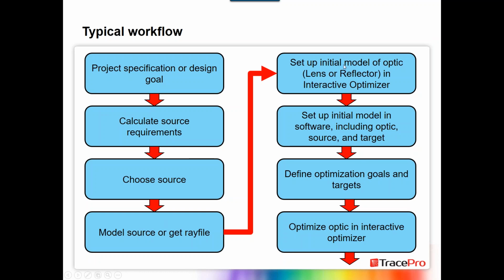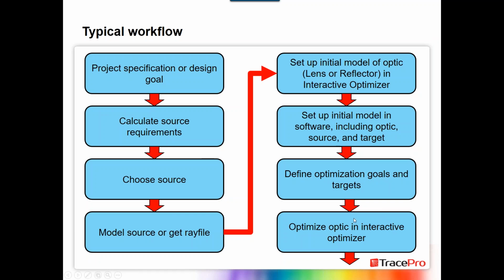In this case, if we're optimizing the design, we'd set up that initial optical element, whether it's a lens or a reflector or a light guide, in the interactive optimizer. Then we'd set up the model in the software, including things like the optical elements, any sources, any targets, any mechanical structure that could have a role in the process. We would then set our goals or targets. What are we trying to get this system to do? Is it uniform lighting? Is it a particular beam pattern or a specific illumination pattern?